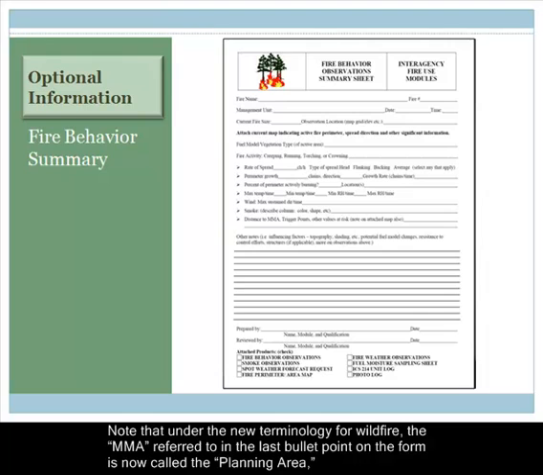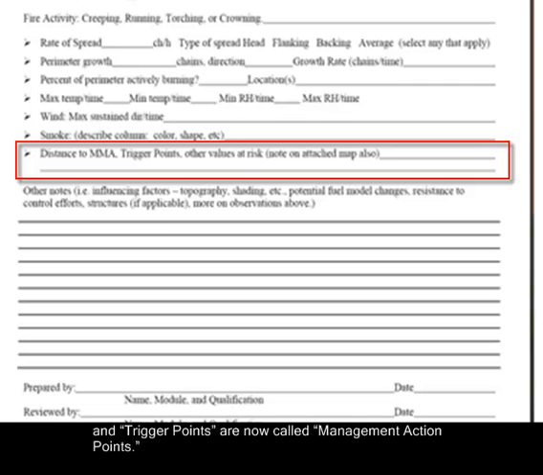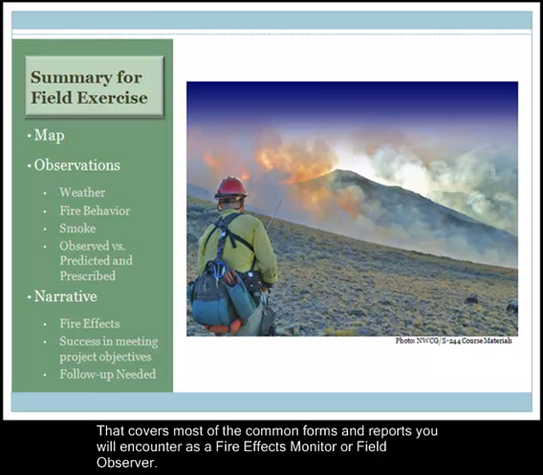Note that under the new terminology for wildfire, the MMA, referred to in the last bullet point on the form, is now called the planning area, and trigger points are now called management action points. That covers most of the common forms and reports you will encounter as a fire effects monitor or field observer.